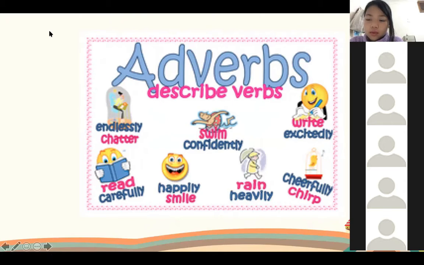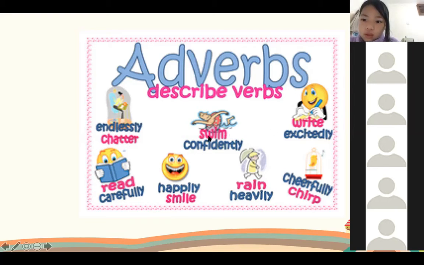So an adverb is used for when we are describing how someone is doing an action. Let's have a look. This says endlessly chatter. So chatter is another word for talk. So this picture is of a woman talking on her phone, and if she's talking endlessly, that means she's been talking for a very long time. The word endlessly is describing how she is talking, how she is chattering. So this is an adverb.